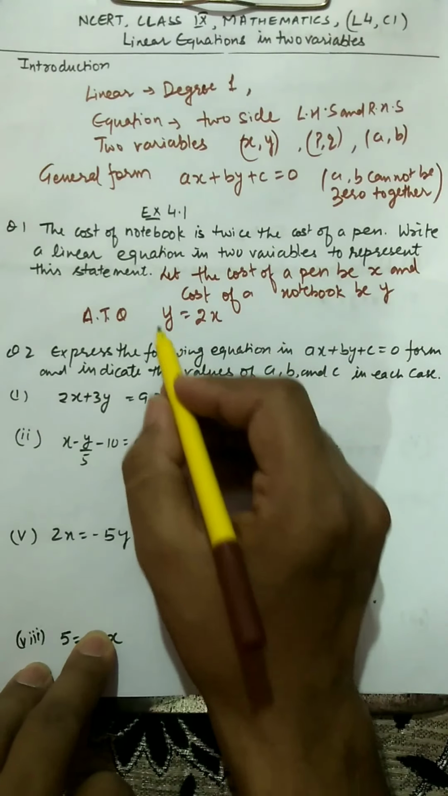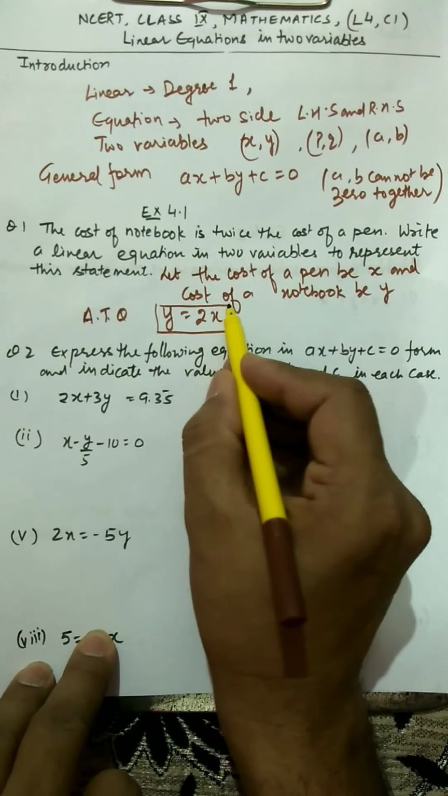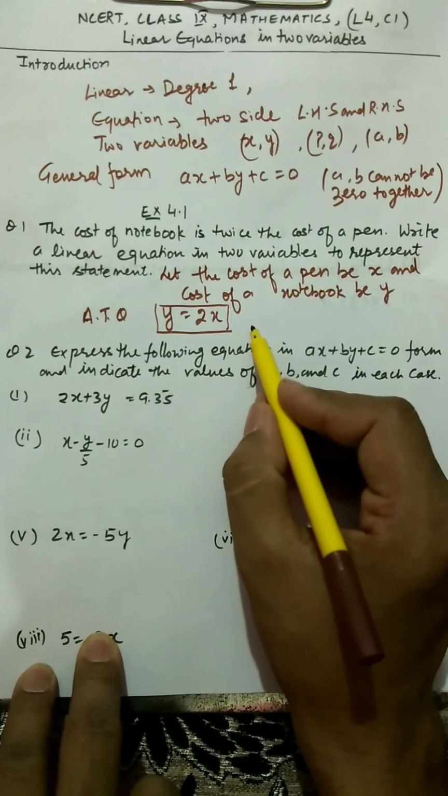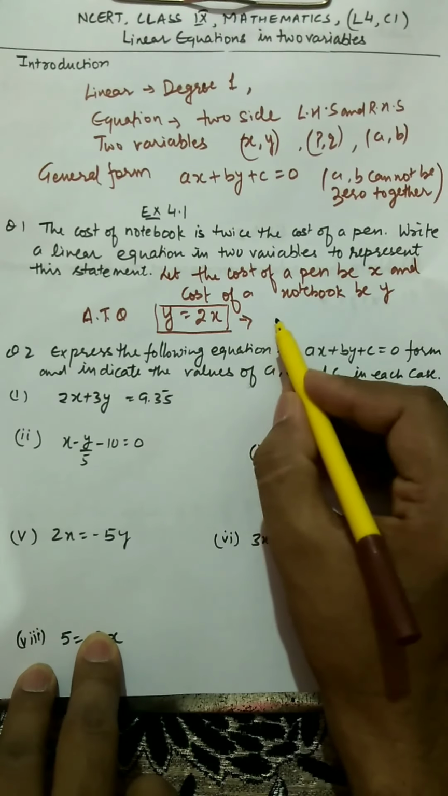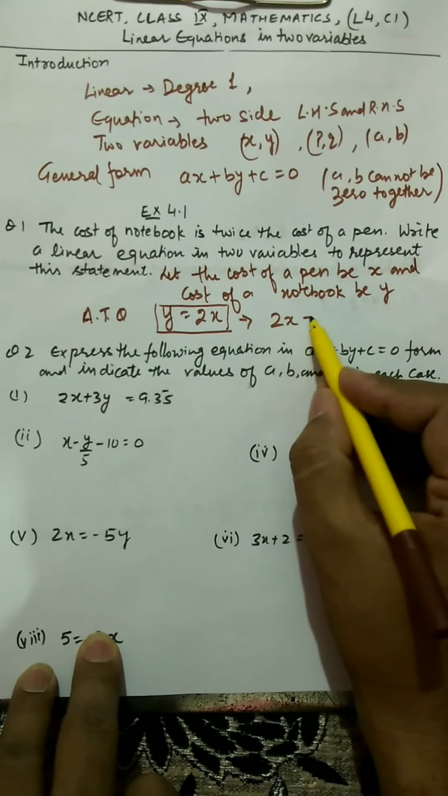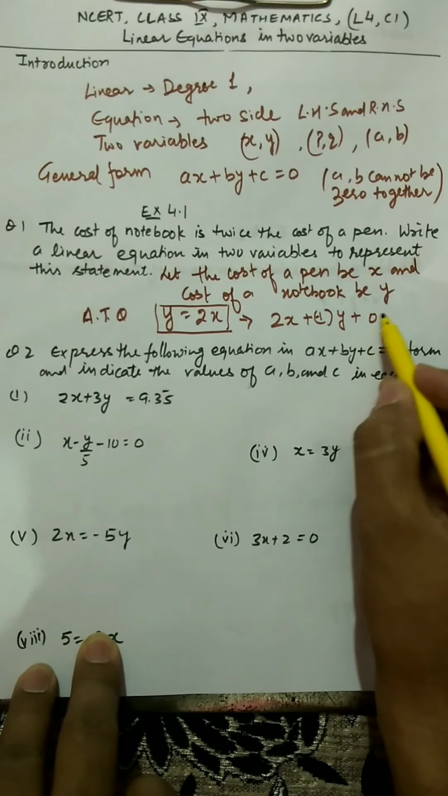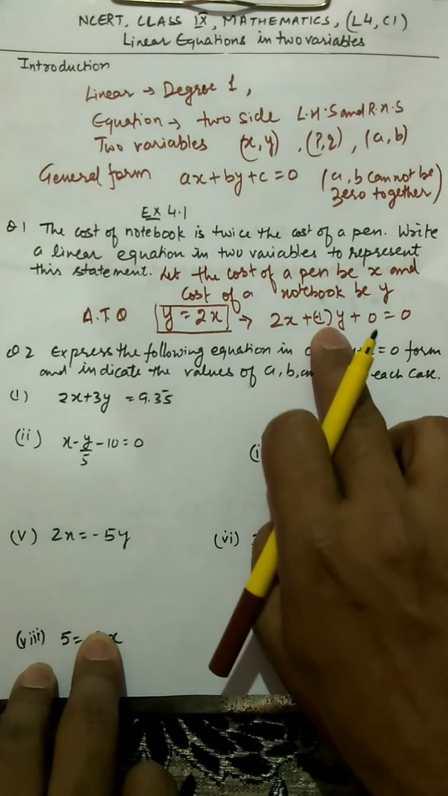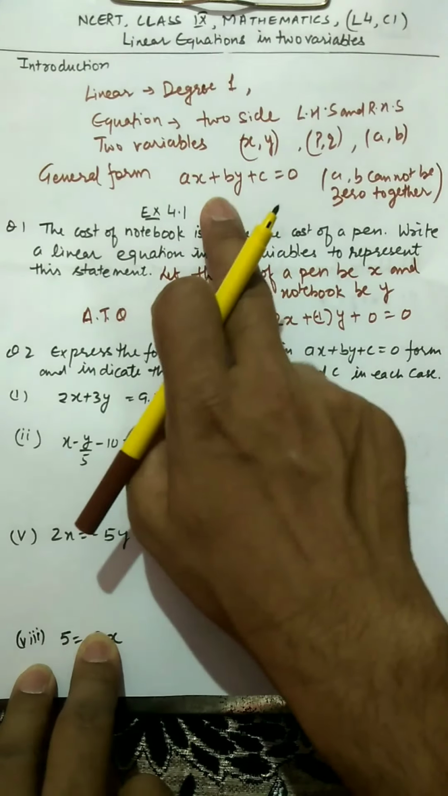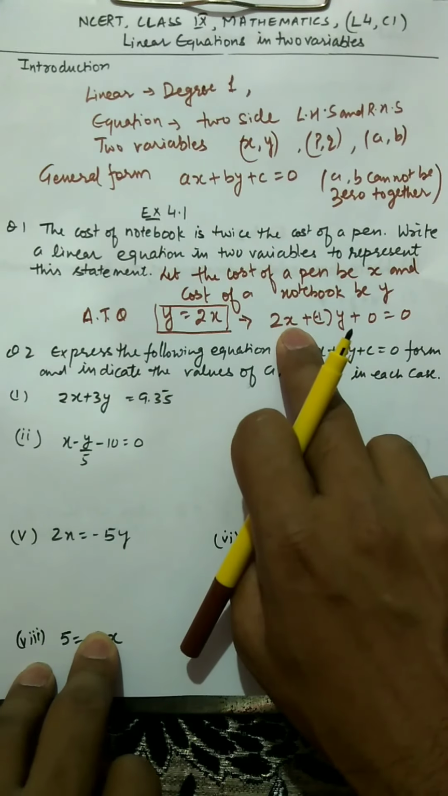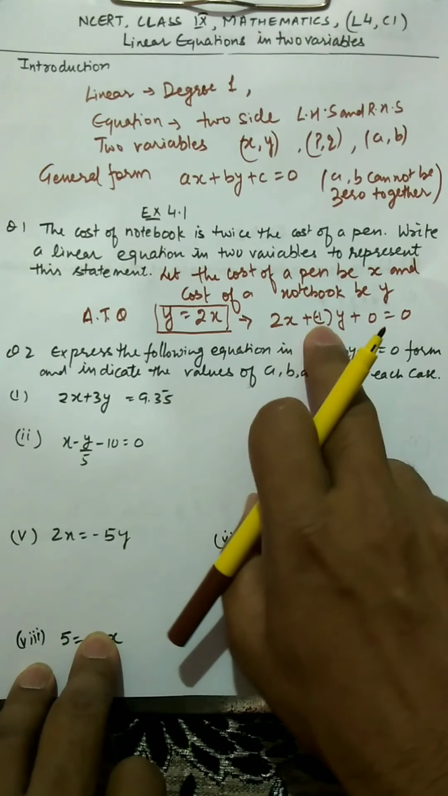So this is your linear equation in two variables, but we can convert that into the standard form. That can be written as 2x, minus 1 times y, and c is 0, equal to 0. So we have written this into the standard form. It is also important to convert the given equation into the standard form.